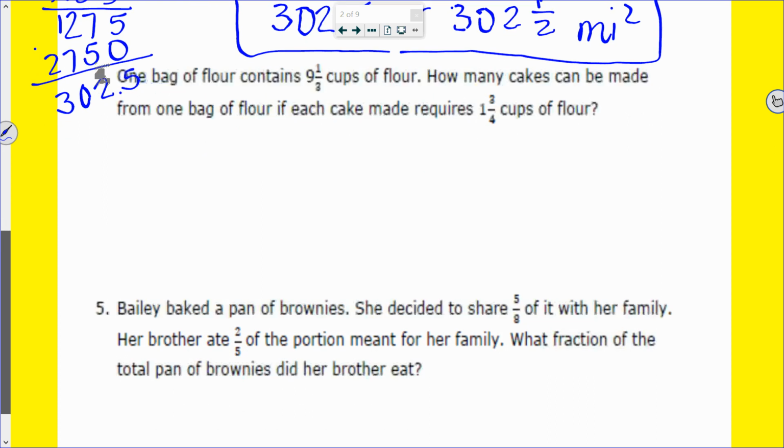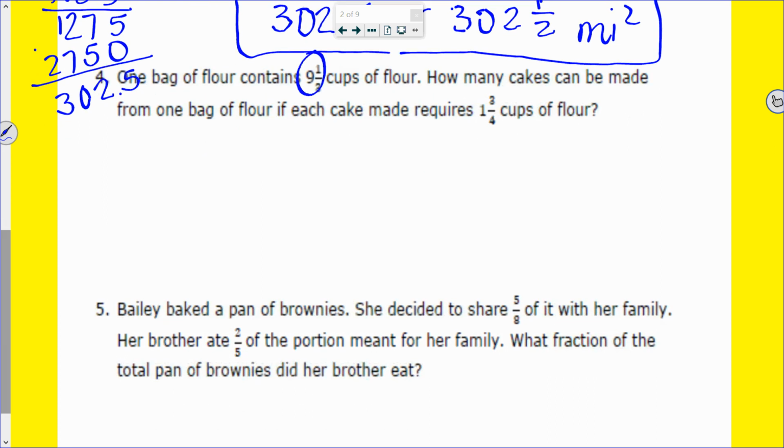Number 4, a bag of flour contains 9 1/3 cups of flour. How many cakes can be made from one bag if each cake requires 1 3/4 cups of flour? So on number 4, you are given a whole or a total. The total is 9 1/3 cups of flour. From that, you want to make individual cakes. So when you're given a whole amount and you want to cut it into individual pieces, that operation is division. So your problem is 9 1/3 divided by 1 3/4.